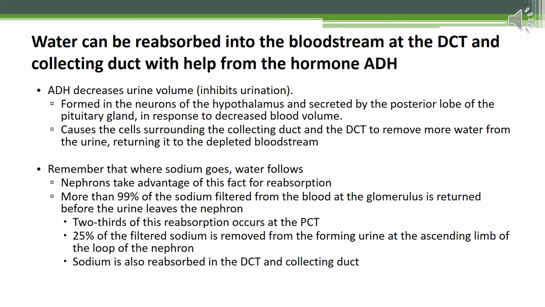More than 99% of the sodium filtered from the blood at the glomerulus is returned before the urine leaves the nephron. Two-thirds of this sodium reabsorption occurs at the proximal convoluted tubule. 25% of the filtered sodium is removed from the forming urine at the ascending limb of the loop of the nephron. Sodium is also reabsorbed in the distal convoluted tubule and the collecting duct.